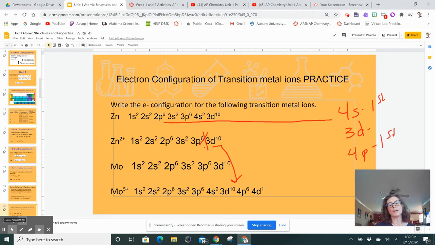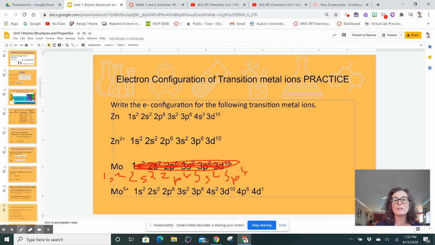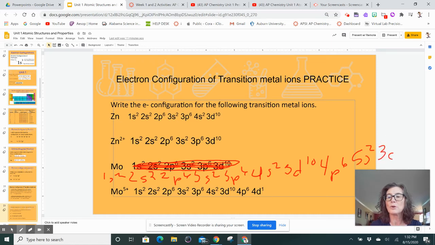Here's another example, and I do need to make sure that you make one correction. At least on the PowerPoint, this needs to be corrected. That is the incorrect notation for molybdenum. It is 1s2, 2s2, 2p6, 3s2, 3p6, 4s2, 3d10, 4p6, 5s2, 4d4.